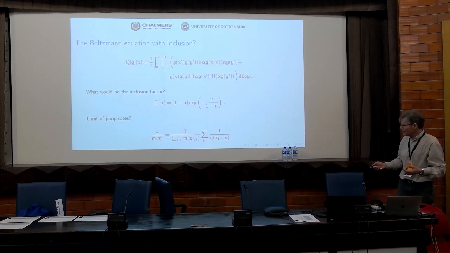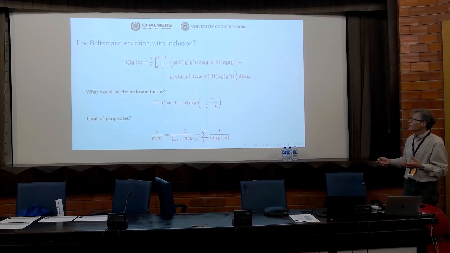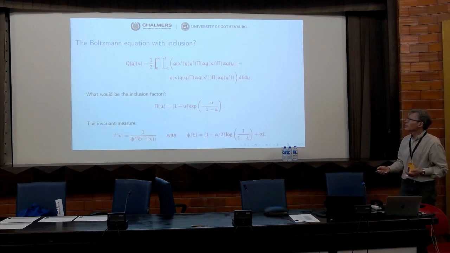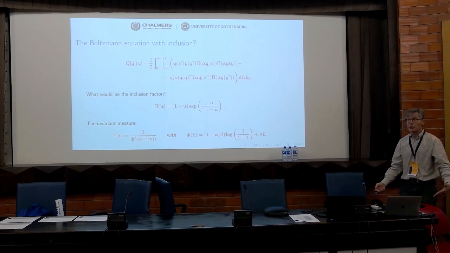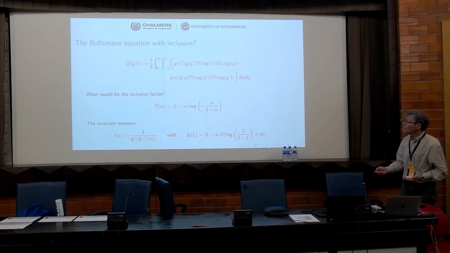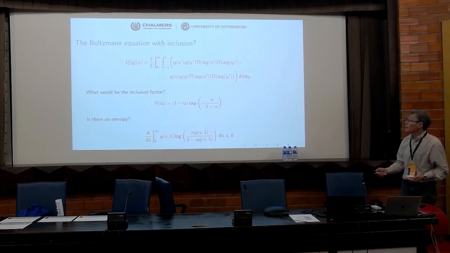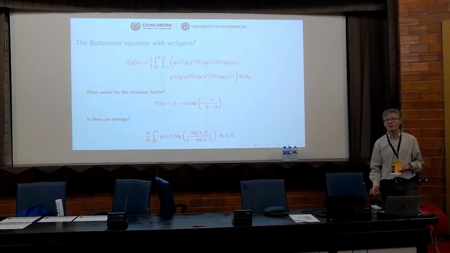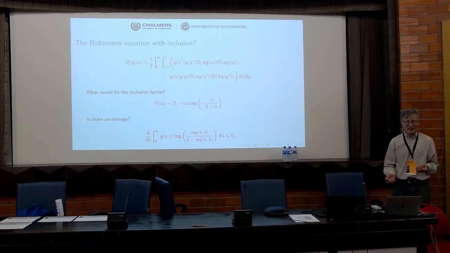Of course, for the Boltzmann equation with inclusion, I would like to have jump rates coming from this. The inclusion factor here, I think this actually works if you put alpha negative. But I have no way of proving that this model would give that, as yet. The invariant measure certainly works, because the calculations are just algebraic and do not depend on alpha. The entropy, of course, would be problematic with alpha negative. But the entropy is problematic for bosons anyway, so maybe it doesn't cause a big problem.